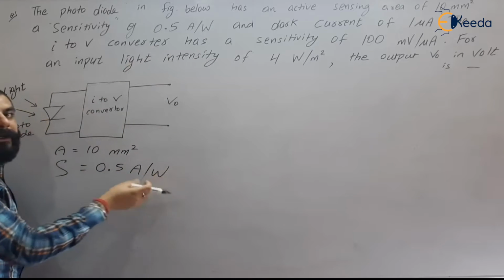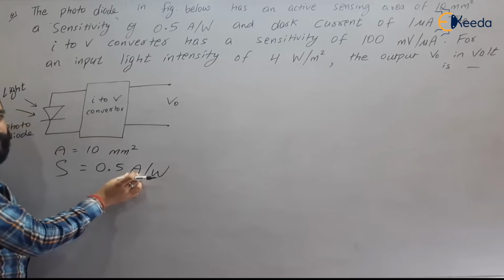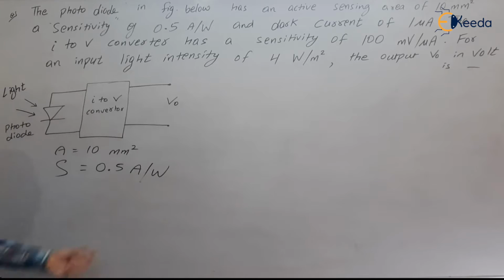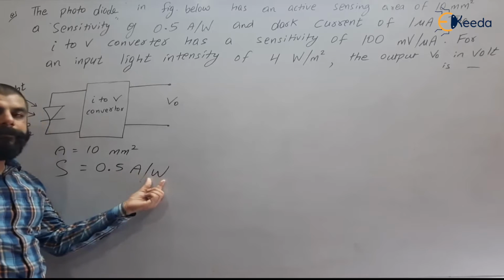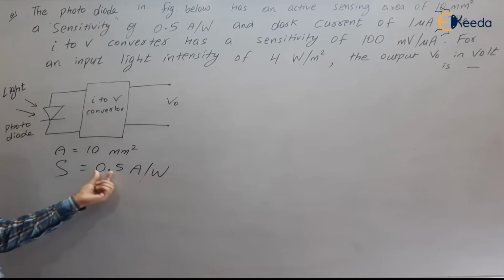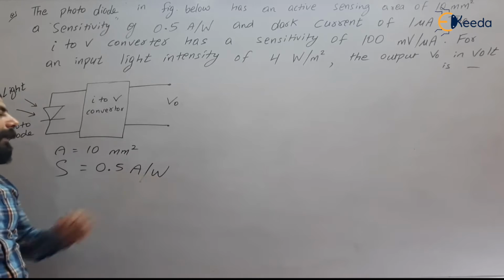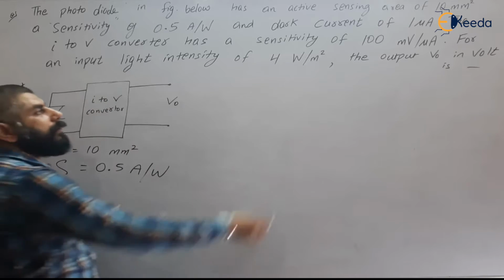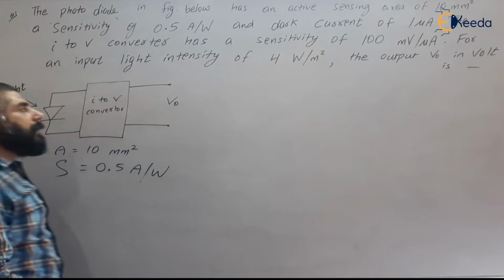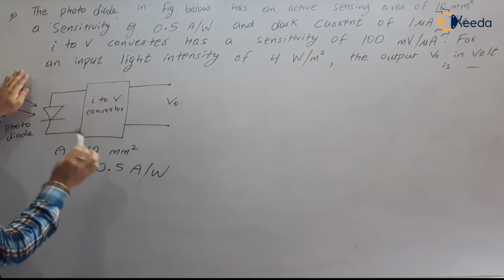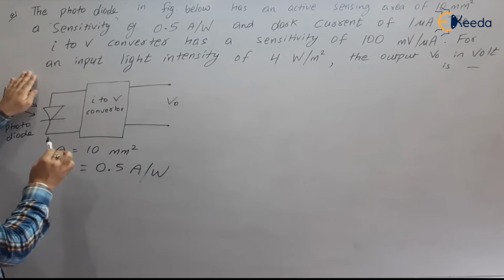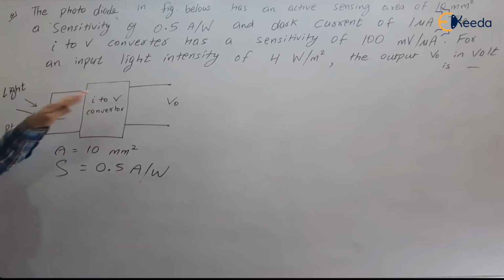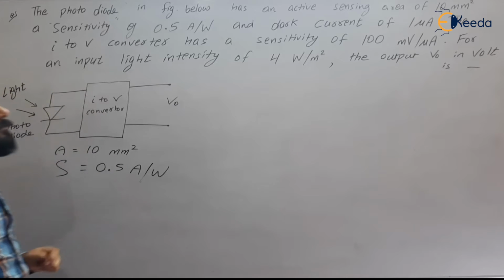Watt is the optical power, and I is the photocurrent. So sensitivity is nothing but the ratio of photocurrent divided by optical power, which is given as 0.5 ampere per watt. And the dark current: what is dark current? Dark current is the current which flows when no light is falling on the photodiode. So with zero incident light, the current which flows is called the dark current.